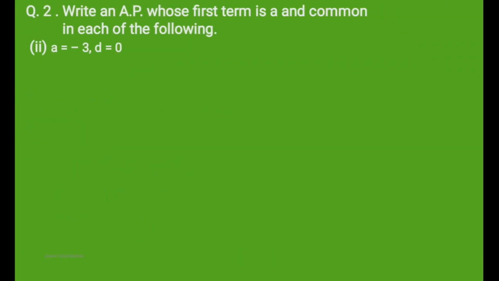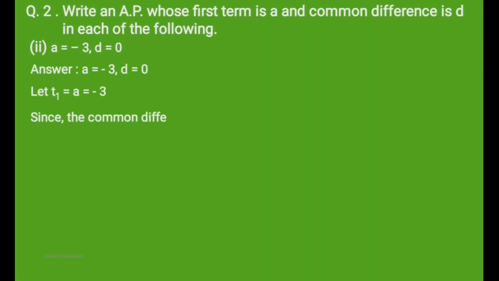Now see second sub question. Write an arithmetic progression whose first term is A and common difference is D in each of the following. So second sub question, here A equals to minus 3, D equals to 0. So first we write the given part. So in answer we write A equals to minus 3, D equals to 0. So this A is first term, so we write T1 equals to A equals to minus 3.